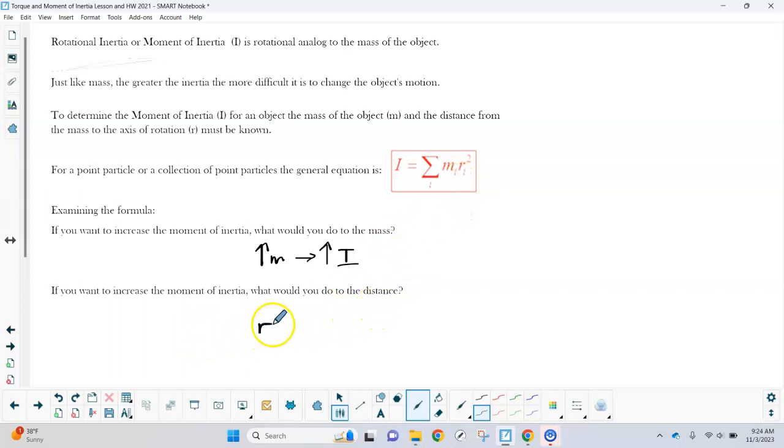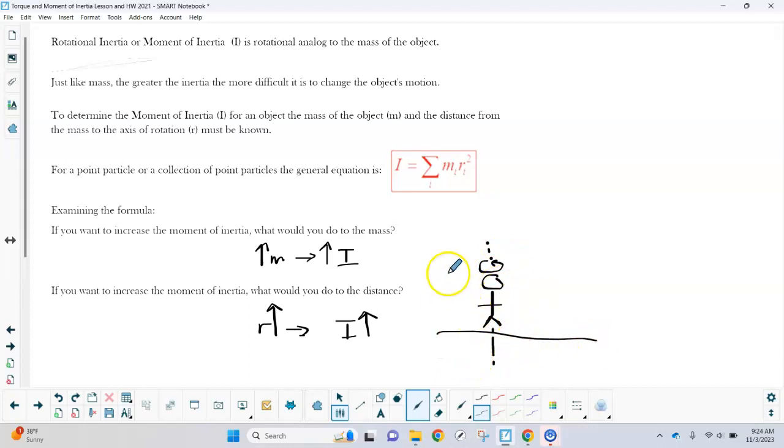The other idea is, what would you do to the distance? So what would you do to r? If you look at r compared to I in the formula, again, they are in the same position. So if you increase the distance away, it is harder to rotate. Some examples of this that make sense, I think, are if you imagine an ice skater spinning. If this is my stick figure ice skater, and there's some axis of rotation going through their body, vertically this way.